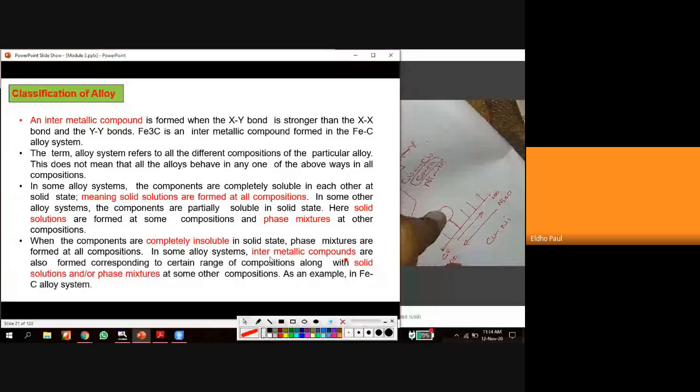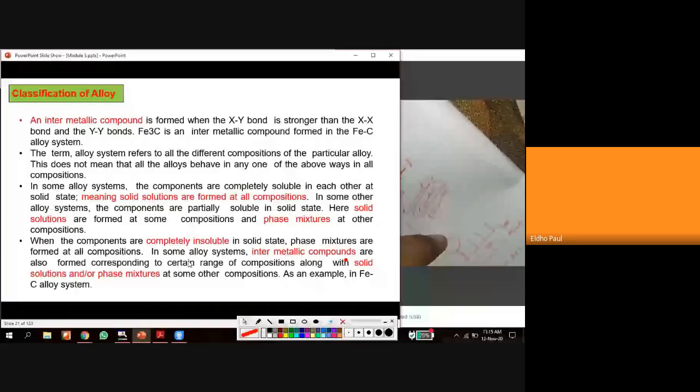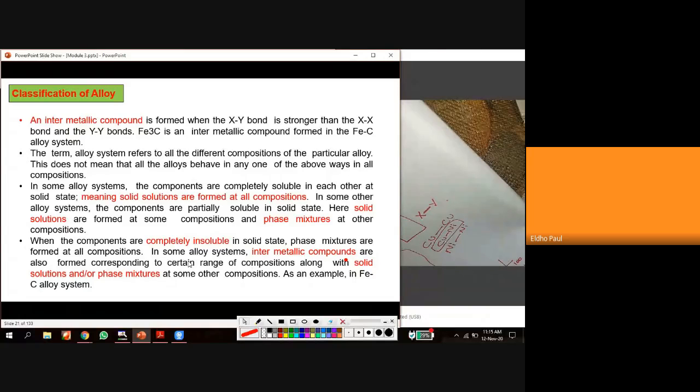For example, the iron carbon equilibrium diagram is another example. A single solid solution, alpha, gamma, or delta, forms in a particular region. Gamma plus delta forms, that is a mixture. And Fe3C, the intermetallic compound, forms in another region. So in a phase diagram, particular composition alloys form these different types of alloys. That is the classification of alloys.